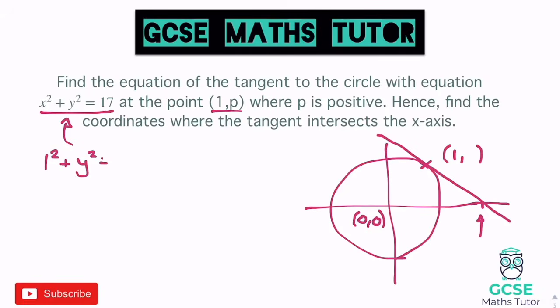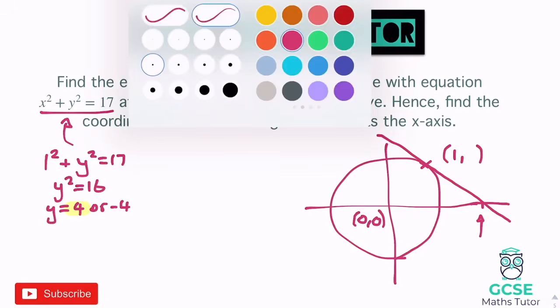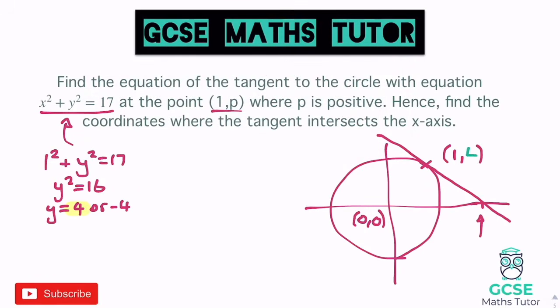And that equals 17. And if we solve that, so take away 1 from both sides, the 1 squared, we get y squared equals 16. And then the square root of that to get y is going to equal either 4 or negative 4. Now it says that p is positive, so it's got to be the positive 4 there. Again, if it didn't tell us that p was positive, we'd have to have a diagram to know whether it was there, otherwise it could be either. But in this case, it does say p is positive, so p is 4. So there we go, we've got our coordinate for y there, 4.